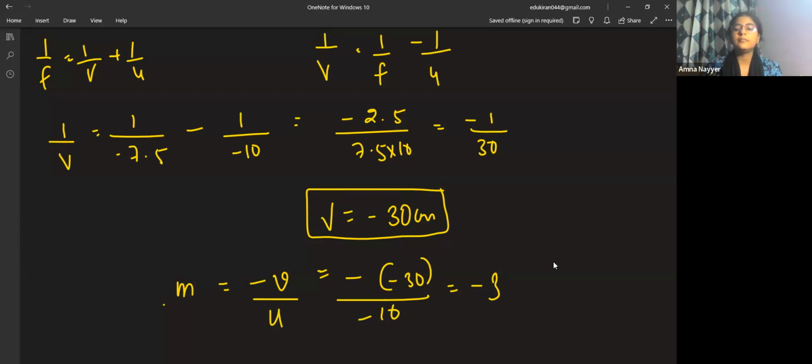Firstly, magnitude. Magnitude means you have to ignore the signs, whatever signs are mentioned. Plus, minus, just ignore it. Take the number. What is the number? Number is 3. Is it greater than 1? 3 is greater than 1, less than 1, equal to 1. It's greater than 1. Right? So what all conditions? Please take out that table which you have written.